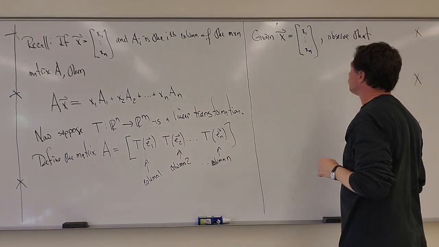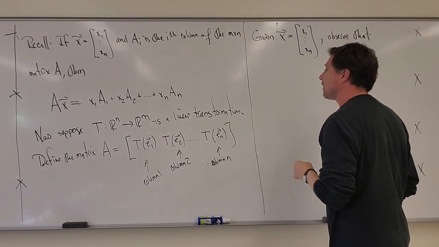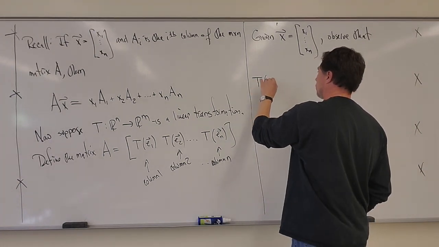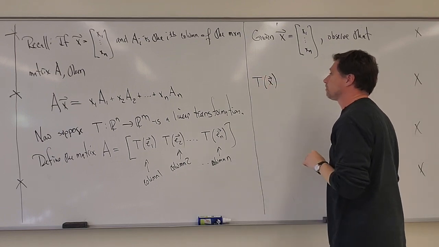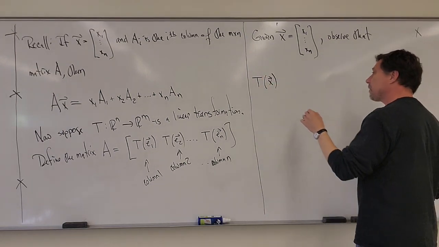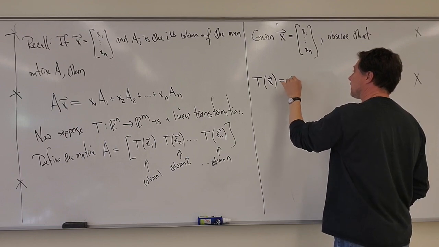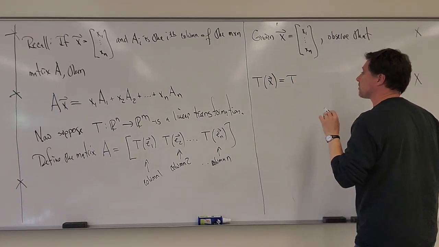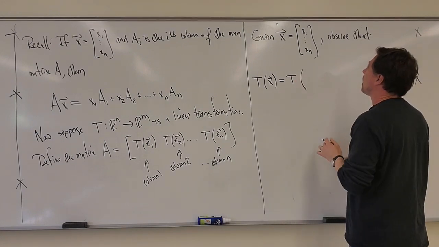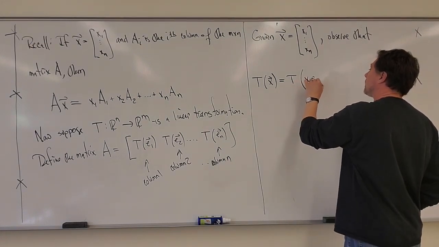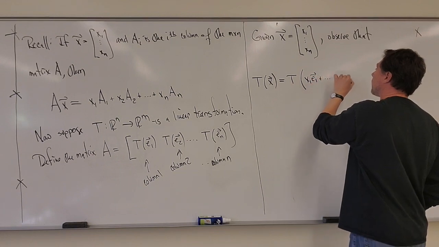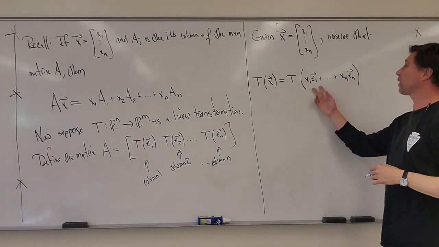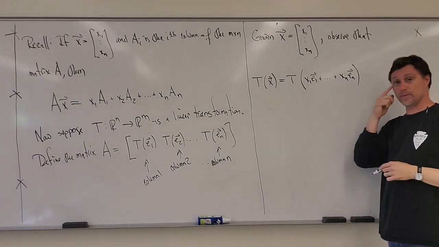that T of x. Well, now T of x is equal to T of, remember, x can be expressed as a linear combination of the standard basis vectors, so this will be T of x1 e1 plus dot dot dot plus xn en. So here I've expressed x as a linear combination.